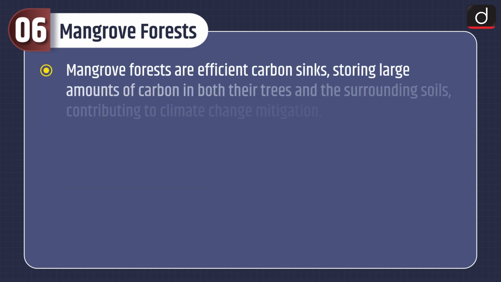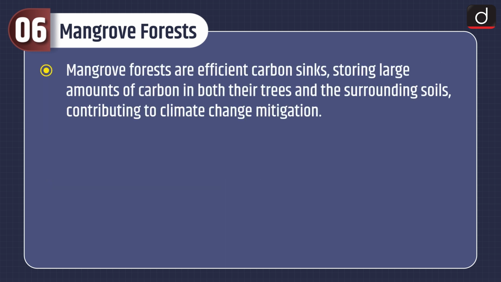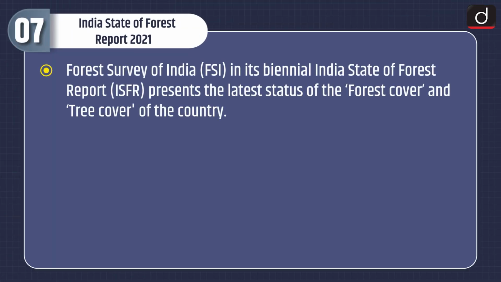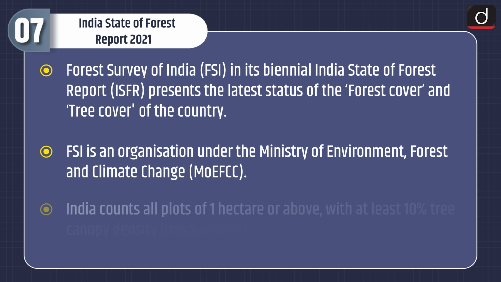Mangrove forests are efficient carbon sinks, storing large amounts of carbon in both their trees and the surrounding soils, contributing to climate change mitigation. Now let's discuss the India State of Forest Report 2021.